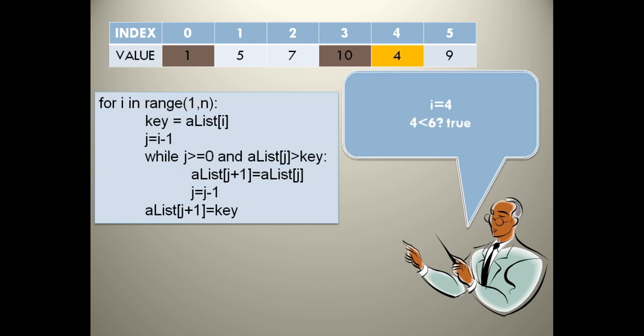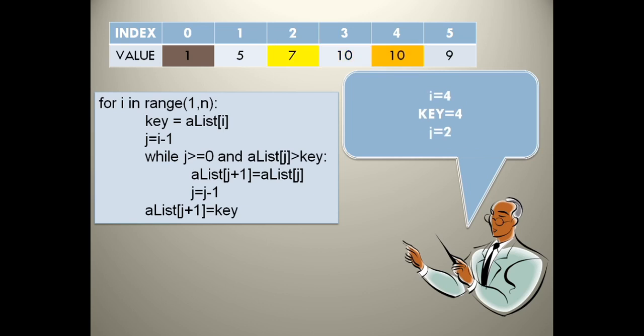I is 4. 4 is less than 6. I is 4. Key's value will be copied in 4. J is 3 now, and 3 is greater than 0, and A of 3, 0, 1, 2, 3. 10 is greater than 4. True. So therefore A of 3 will be copied in A of 4. 10 is copied in A of 4.